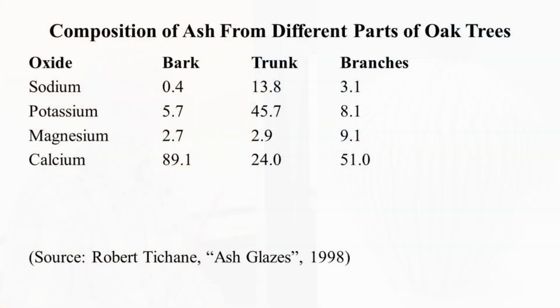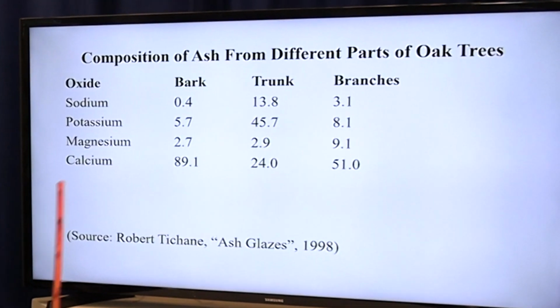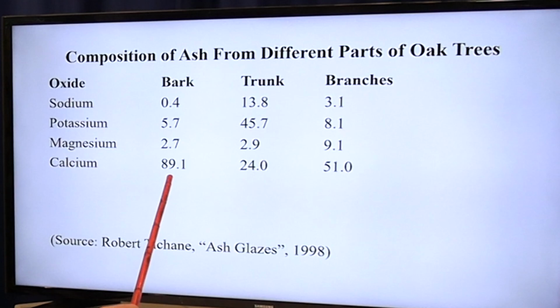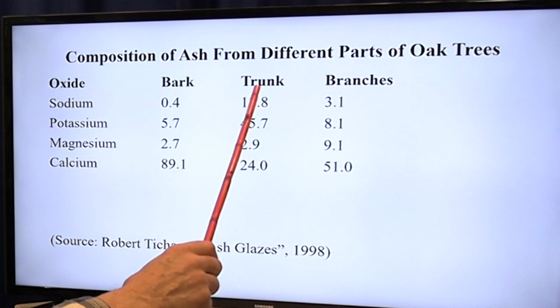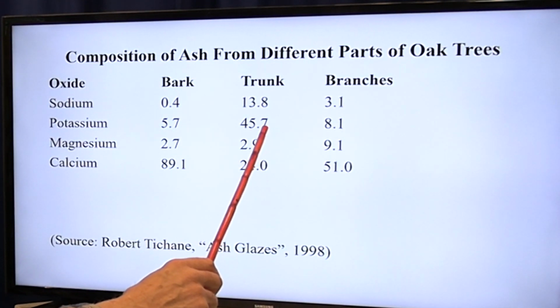The other thing to point out here is that there's also a lot of variation among the ash that you get from different parts of a tree. So this is just one example that I took from this book by Robert Tichane, of a chemical analysis of the ash that was generated just from the bark and just from the trunk and just from the branches. And you can see there are considerable differences. For instance, there's a lot higher calcium oxide in the bark than there is in the trunk and the branches, whereas the trunk has a lot higher potassium.